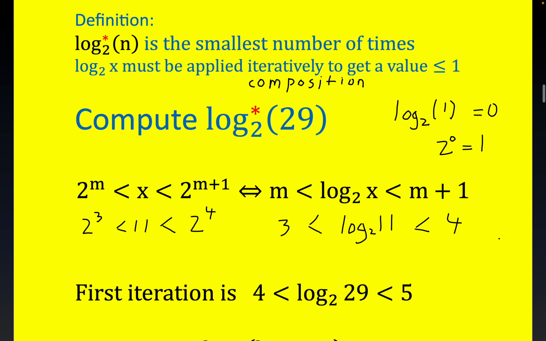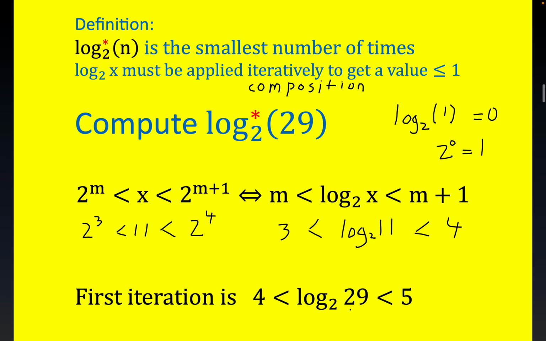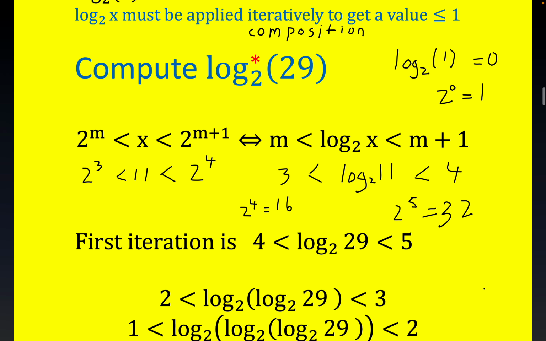Now the first iteration is pretty clear. 2 to the 4th is 16, and then 2 to the 5th is 32. So 29 is between 16 and 32. That explains this very first iteration. Log base 2 of 29 is between 4 and 5, but remember our stop condition is we need a value less than or equal to 1. So let's try our second iteration.